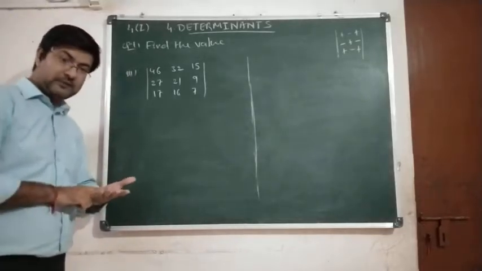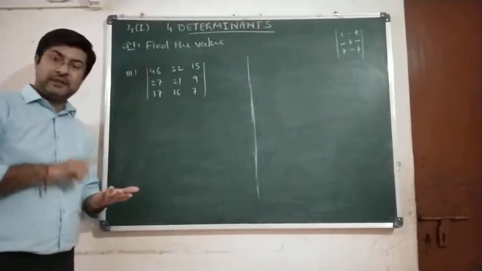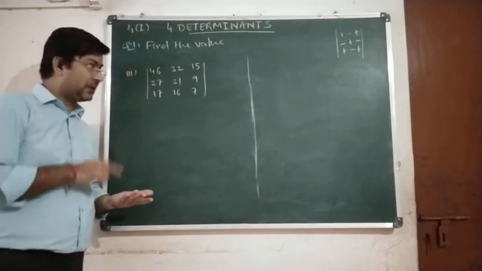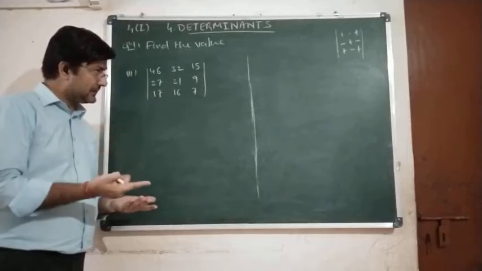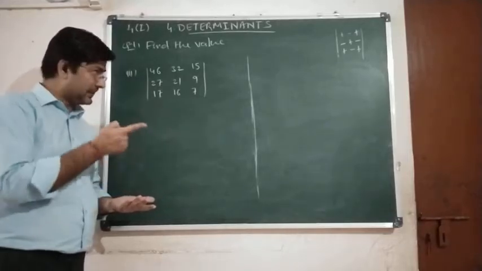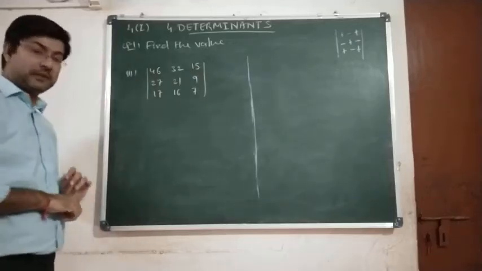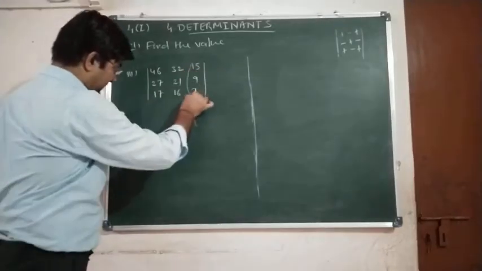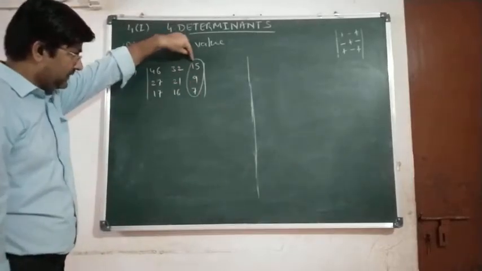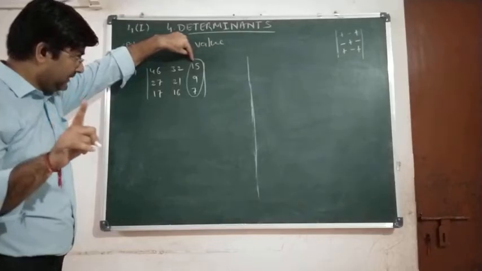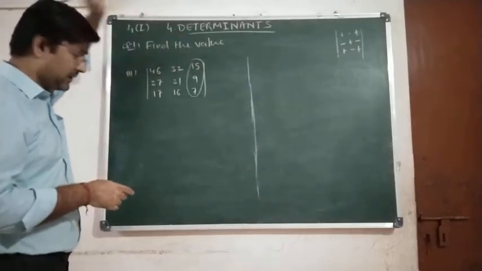Recall the property. The statement is like this: if each element of any one row or column is multiplied by a non-zero constant k, and the product is added to the corresponding elements of some other row or column, then the determinant remains unchanged. So here I will select the third column. I will multiply the elements of the third column by 3, and then subtract from the first column.